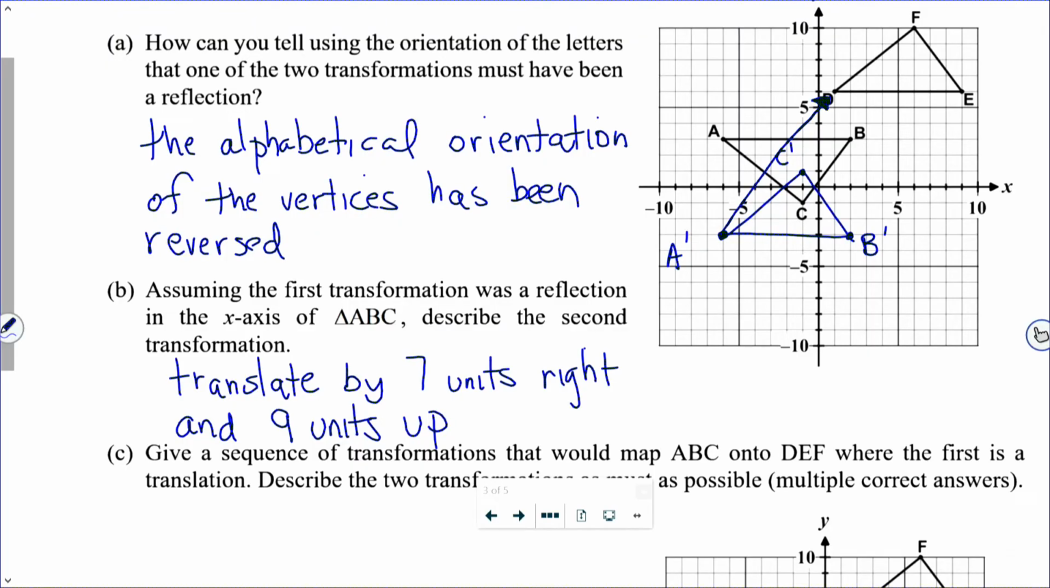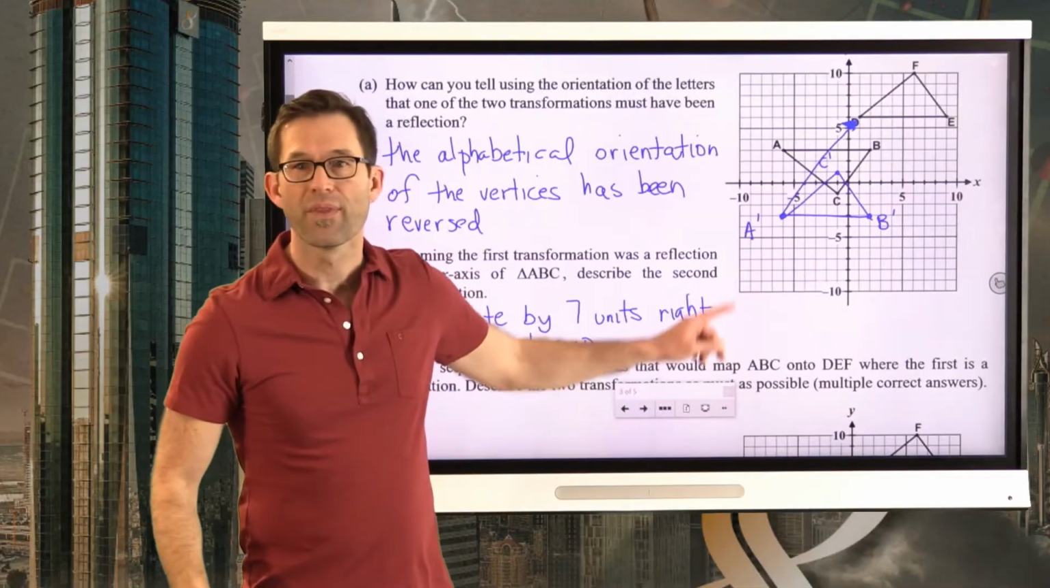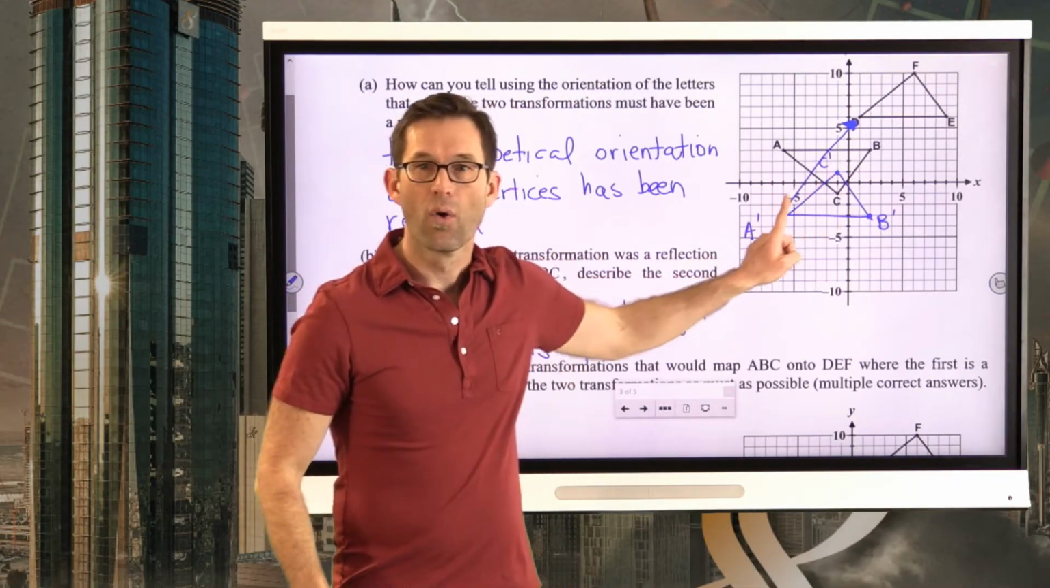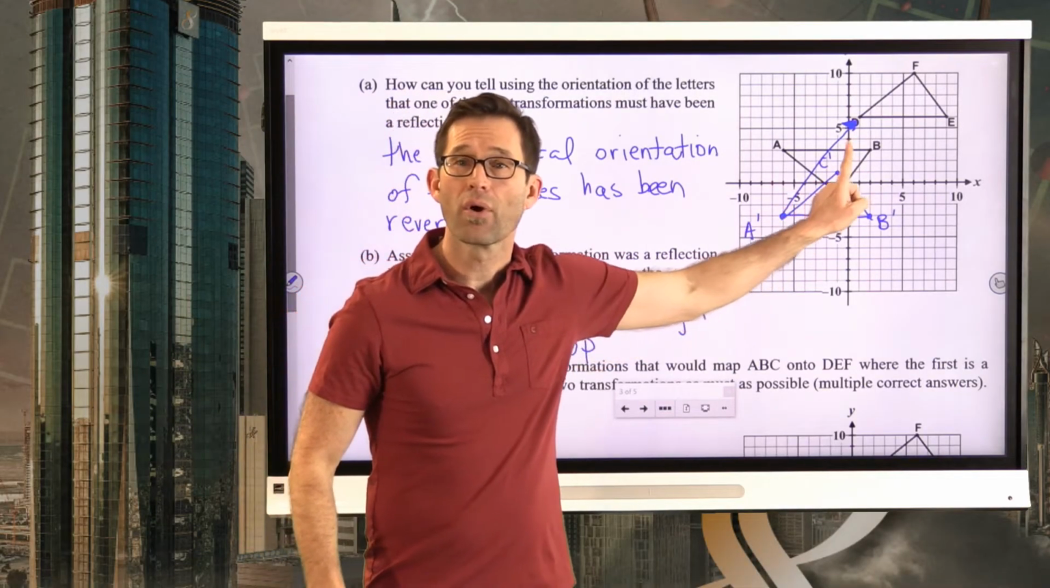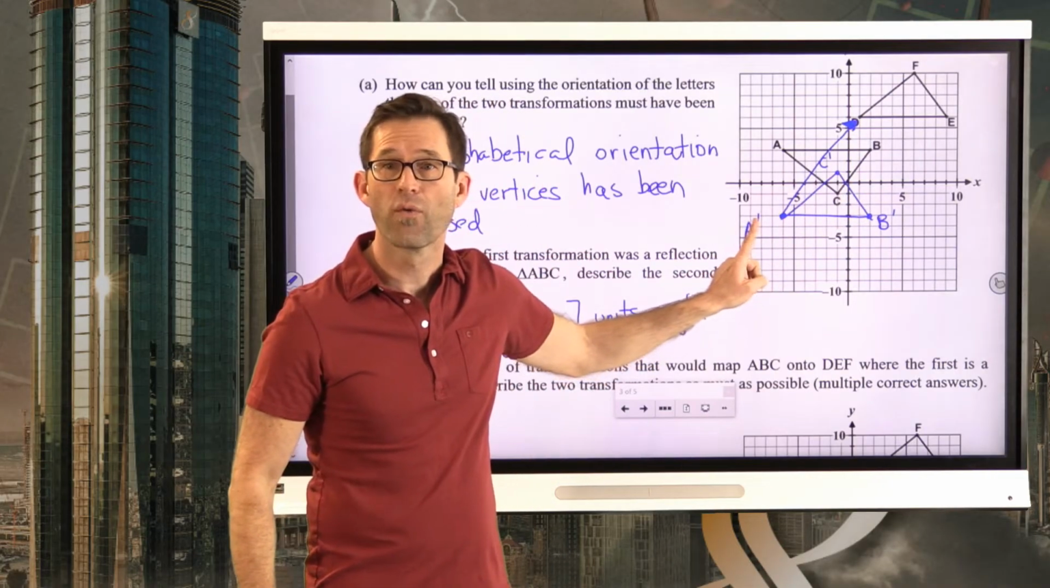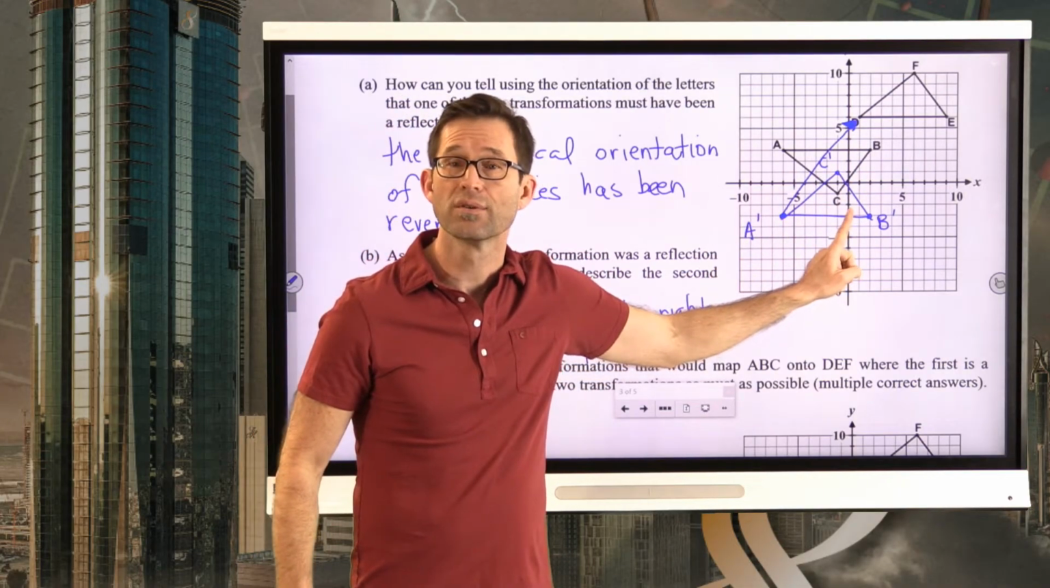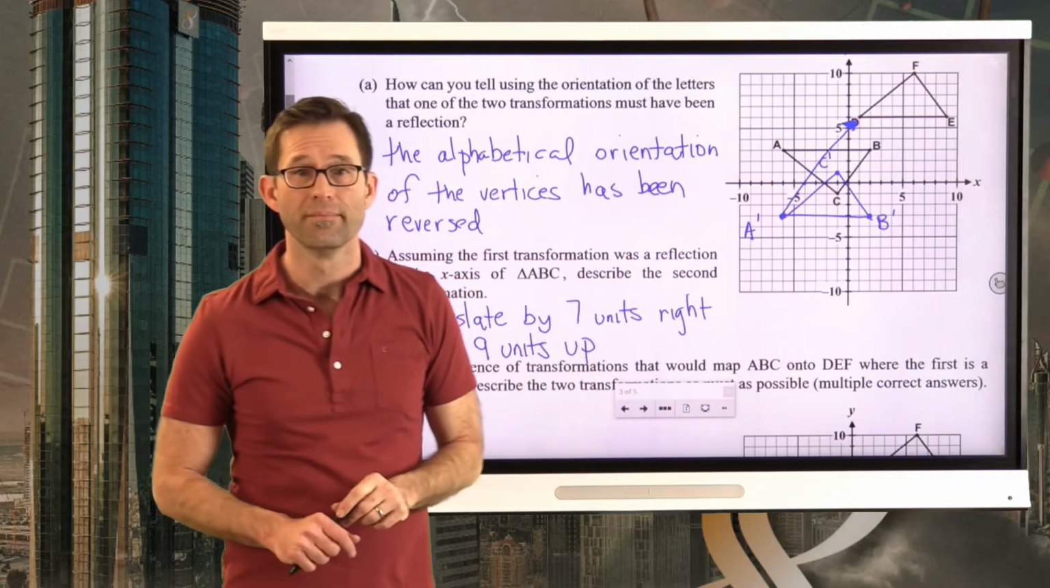And again, the idea, just to make sure, is all I'm trying to do is describe this vector, right? If I were to map A prime, sorry, that's a horrible looking diagram. If I were to map A prime up to D, that would force me to shift the entire triangle 7 units to the right and 9 units up.